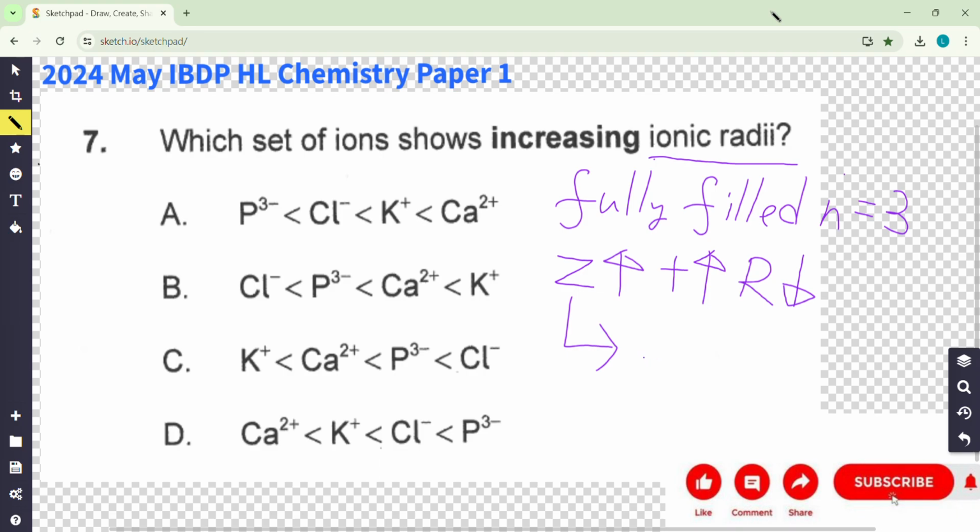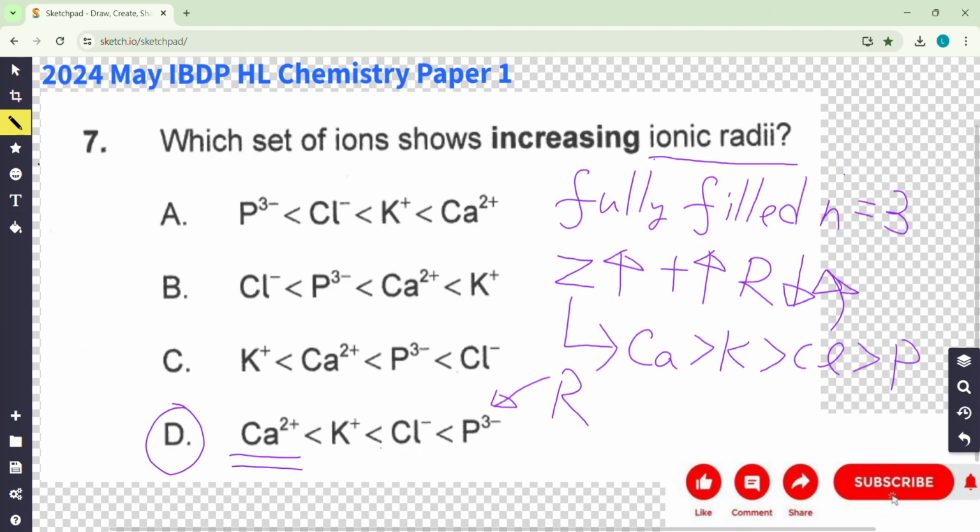Which one is largest? You just look it up from the periodic table or you memorize it already. The sequence should be here. So the reverse sequence is the radius, right? So for the radius sequence, it should be this. The answer is D.